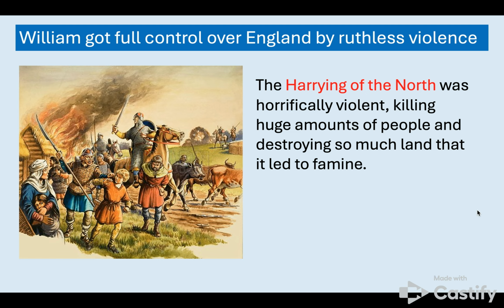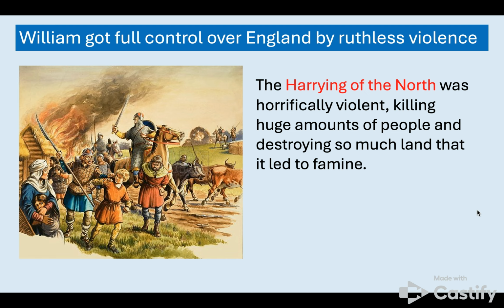So the harrying of the North was horrifically violent, killing huge amounts of people and destroying so much land that it led to famine. This was the way that the Normans got control, particularly over the north of the country. And the argument here is that without this level of violence, the North would have kept on fighting back, kept on refusing to acknowledge Norman power.